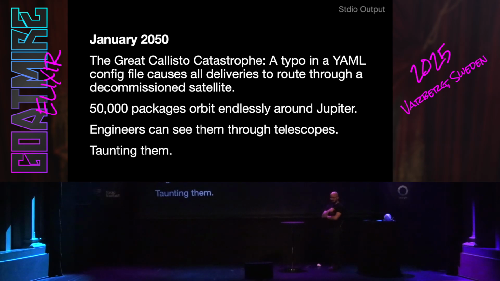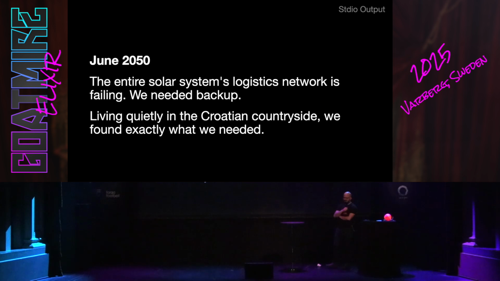Okay, January 2050, the Great Callisto Catastrophe. A typo in a YAML config file causes all deliveries to route through a decommissioned satellite. 50,000 packages orbit endlessly around Jupiter. Engineers can see them through the telescopes, taunting them. June of 2050. The entire solar system's logistics network is failing.